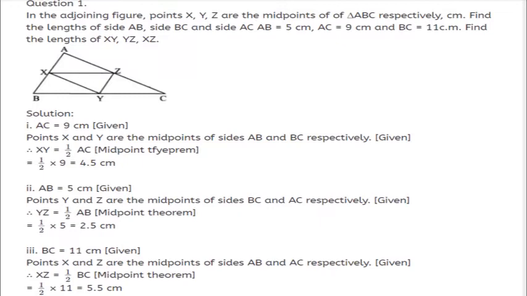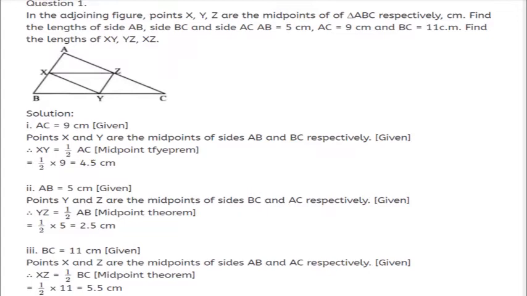Find the lengths of side AB, side BC and side AC. AB is equal to 5 centimeters. Sorry, that sentence has to be removed. Find the lengths of side AB, side BC and side AC, because the lengths are given, so that is not required. Look at the textbook and read it properly. Once again reading.